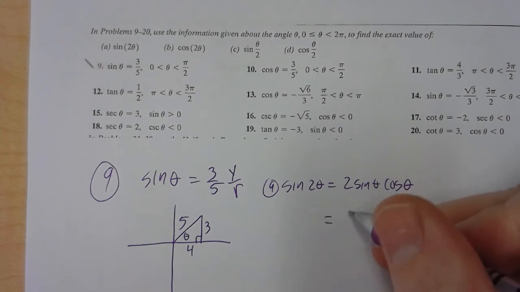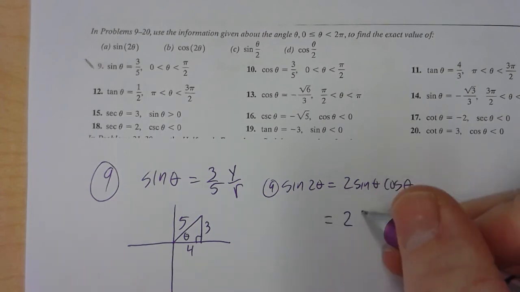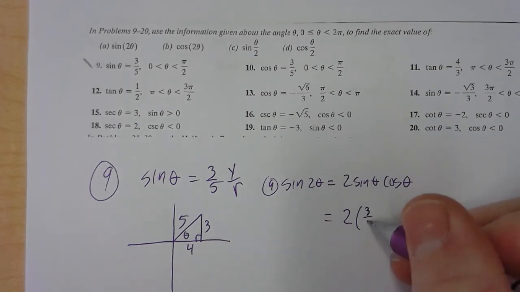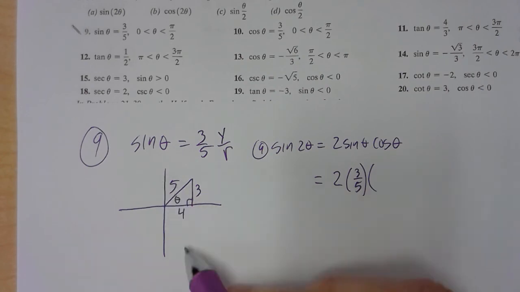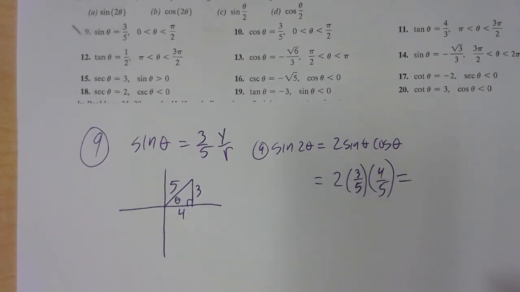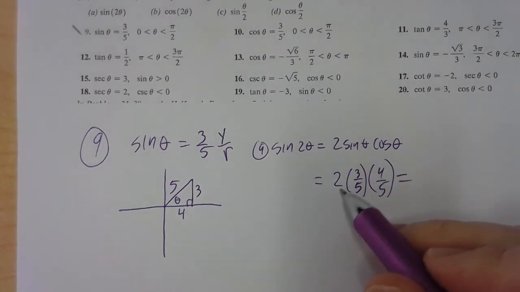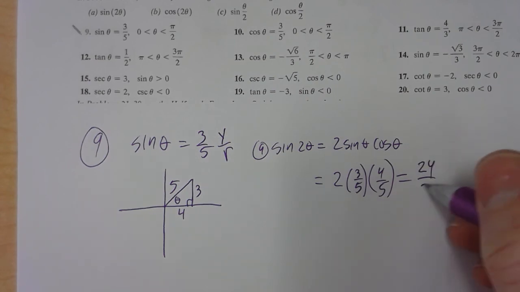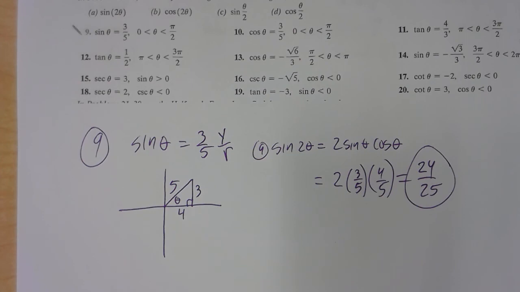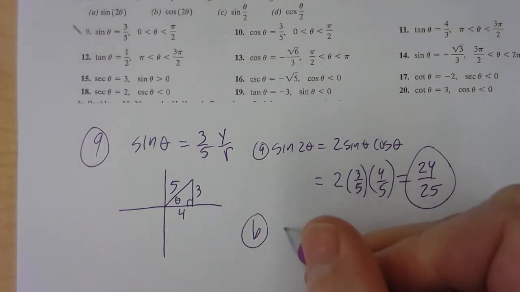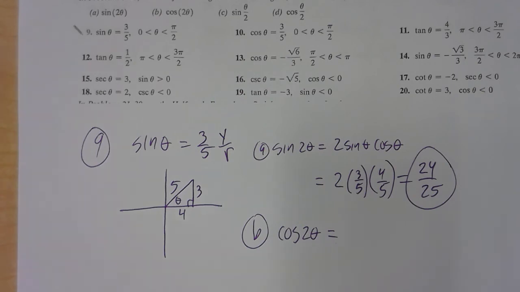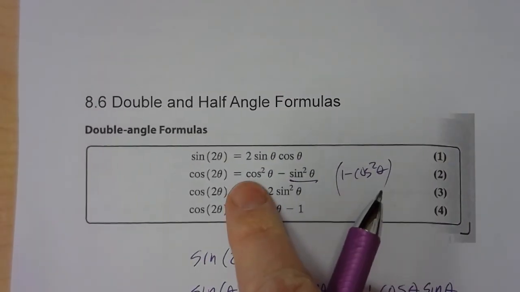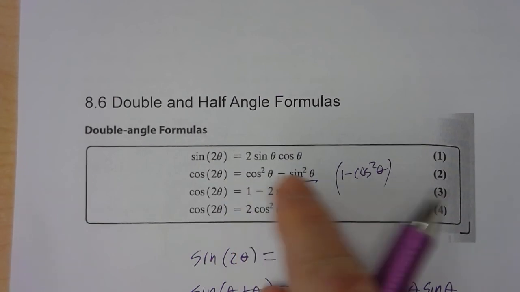So here we go. 2 sine of the angle, of course, is the 3 fifths, and then cosine of the angle would be the 4 fifths, right? So we just got to multiply this together. So that would be 24 over 25. All right, so then B would be cosine of 2 theta. So we got 3 choices on that one, right? Which one should we use? This is the one that I kind of remember the most. So I'm just going to use cosine squared minus sine squared.